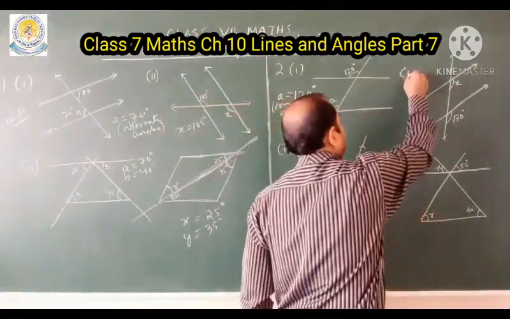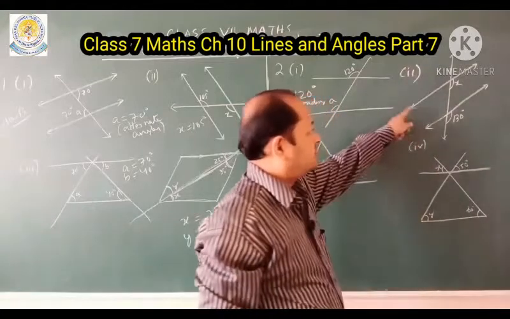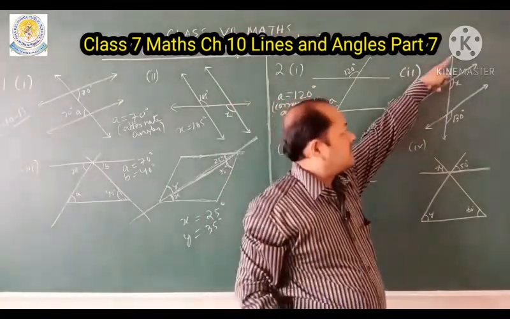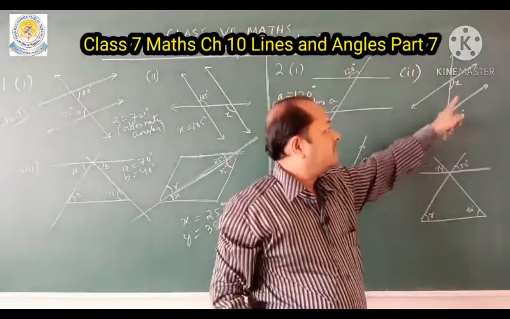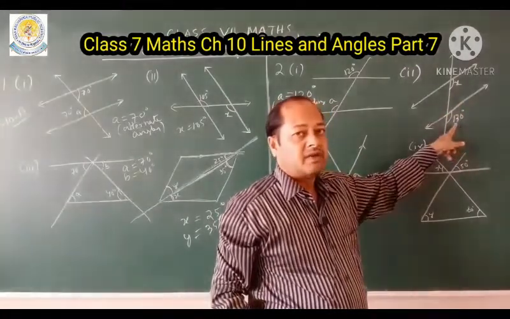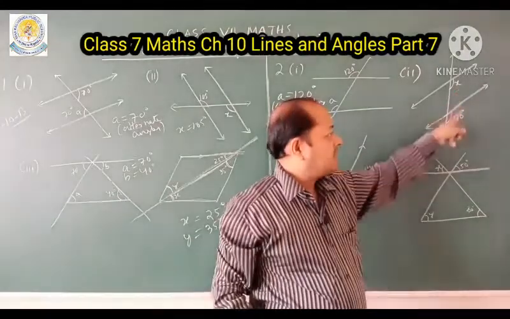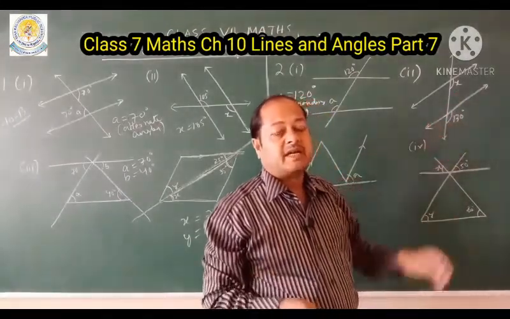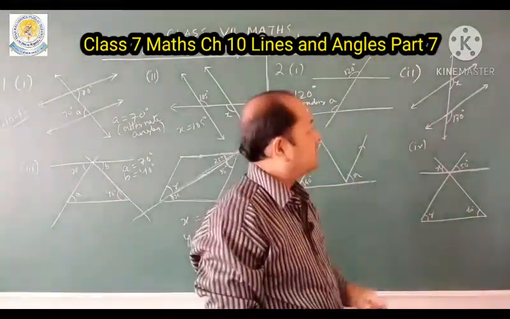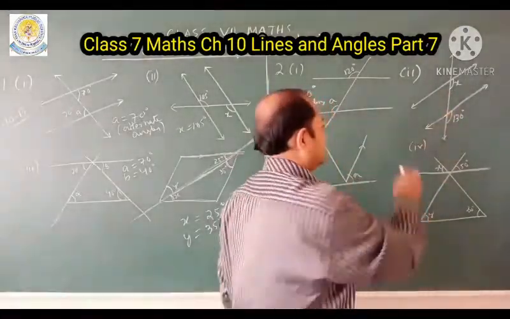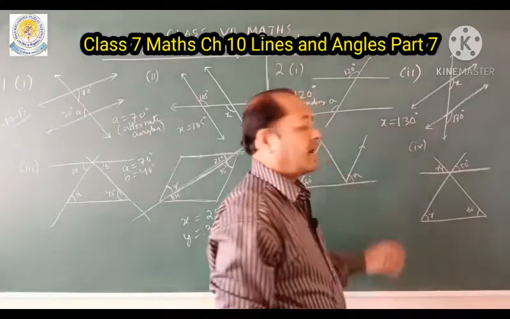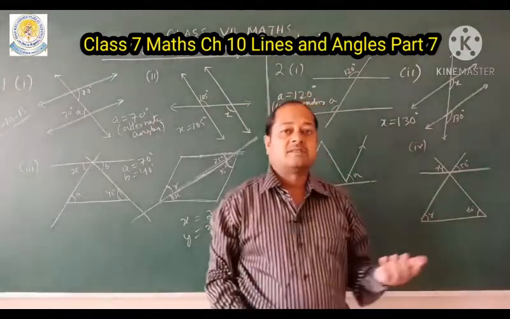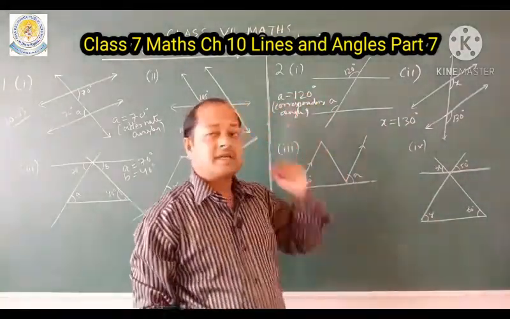Now look at figure 2. These are two parallel lines and this is the transversal line. What angles are on the same side of the transversal line? That is x and 130. We have to find the x value. X and 130 are on the same side of the transversal line. So x equals 130 degrees. And what is the reason? The reason you can write is corresponding angles.